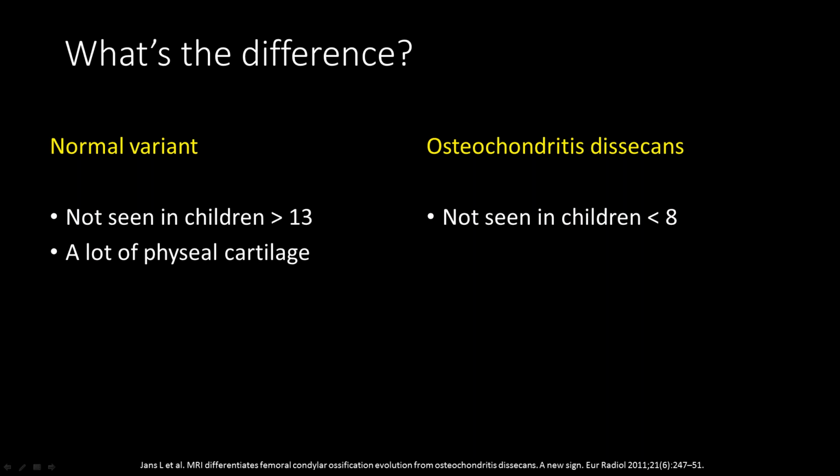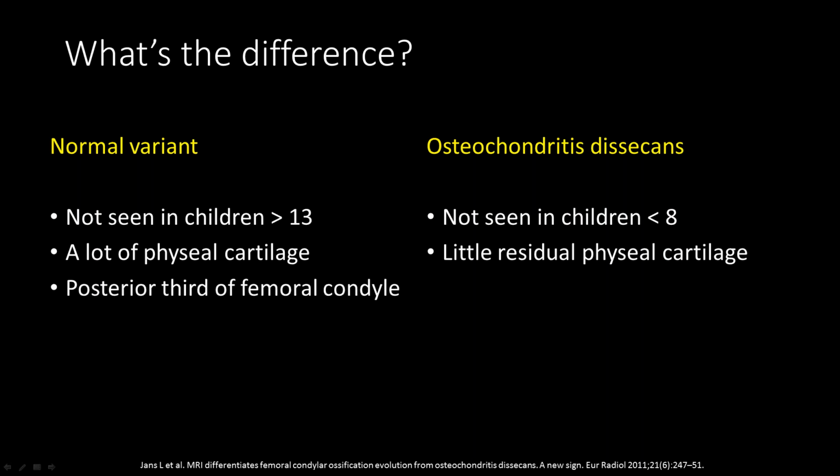In the femoral condylar ossification variant, there is still a lot of physeal cartilage present, whereas osteochondritis is seen in cases where there is only a little residual physeal cartilage present. The normal variant is almost exclusively seen in the posterior third of the femoral condyle, whereas osteochondritis dissecans typically takes place in the middle third of the femoral condyle, though there can be some overlap between both conditions based on location alone.